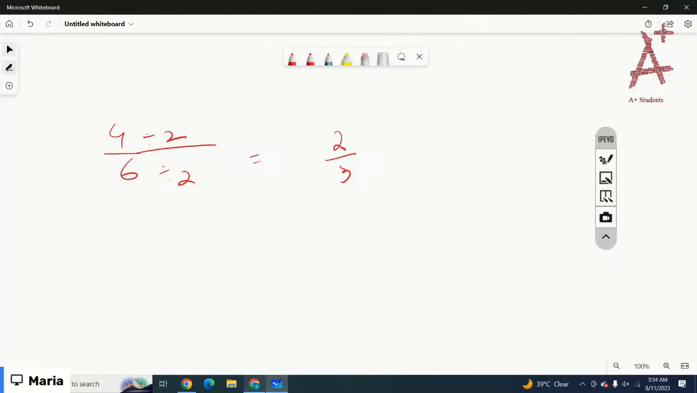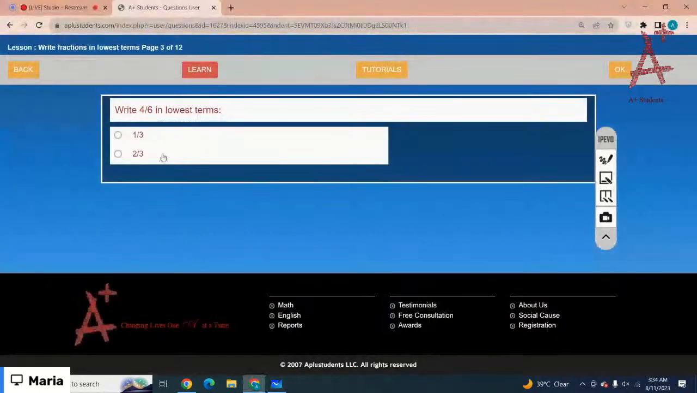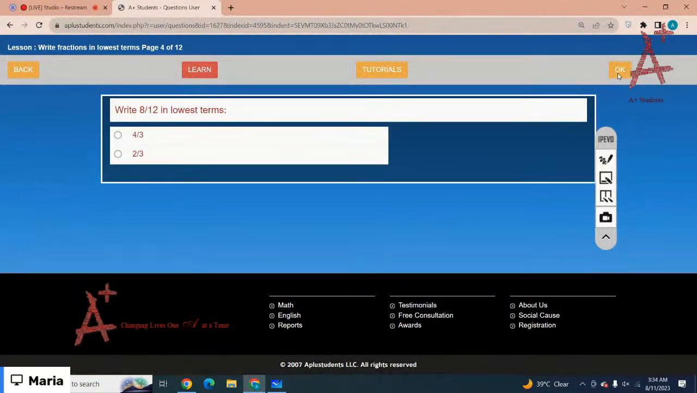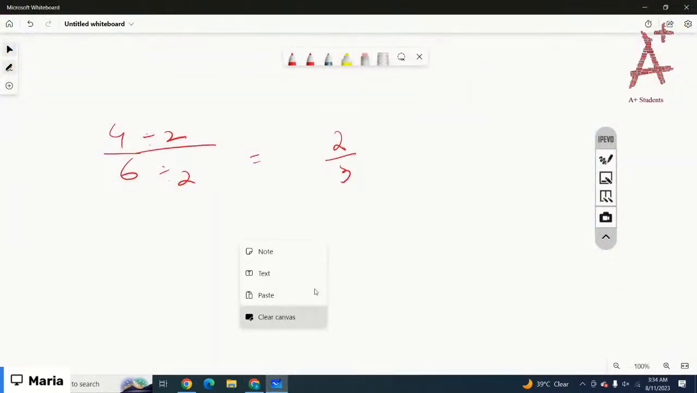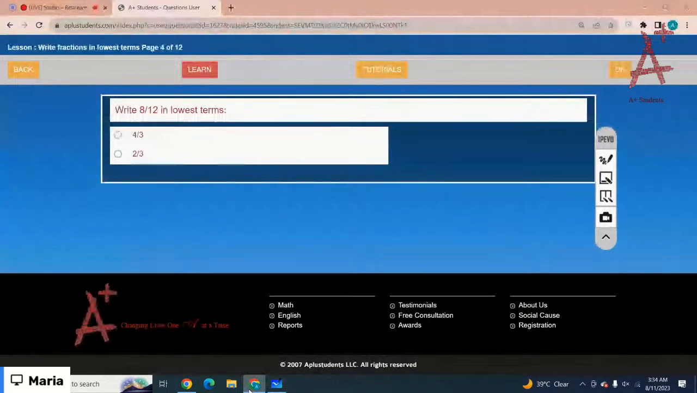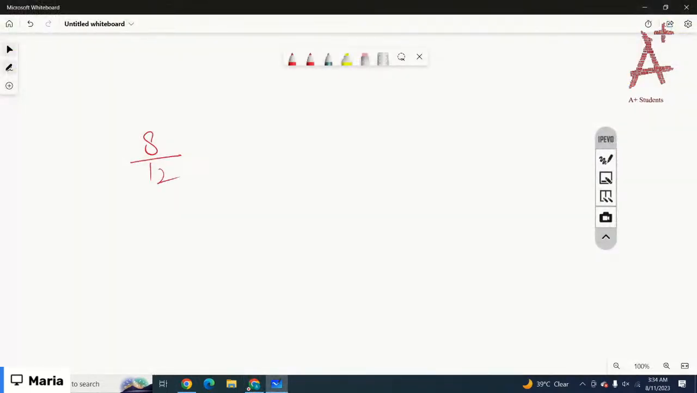Now you have to find the largest number that can divide both numerator and denominator, would be 2 over 3. Okay, write 8 over 12 in lowest term. Okay, so just think of the largest number that can divide both 8 and 12. Yes, so which is the largest number?